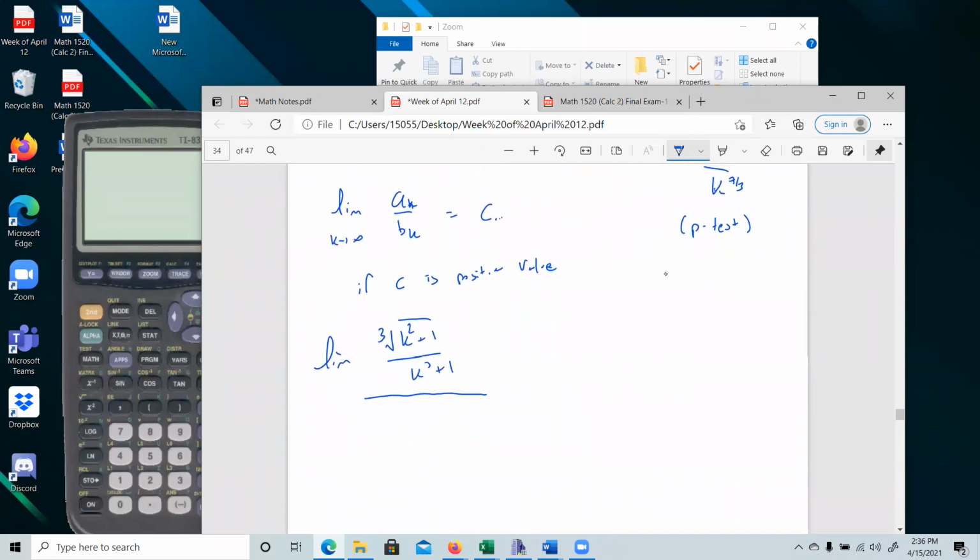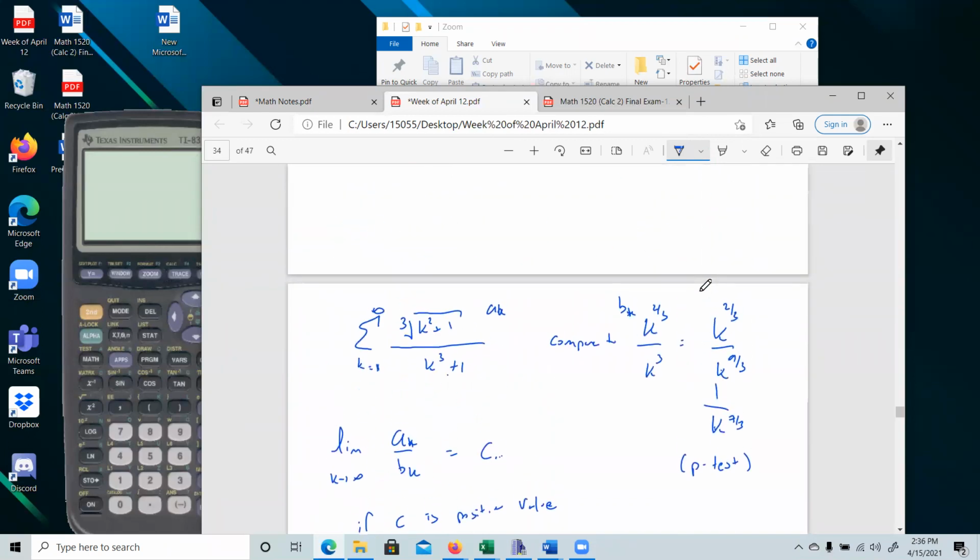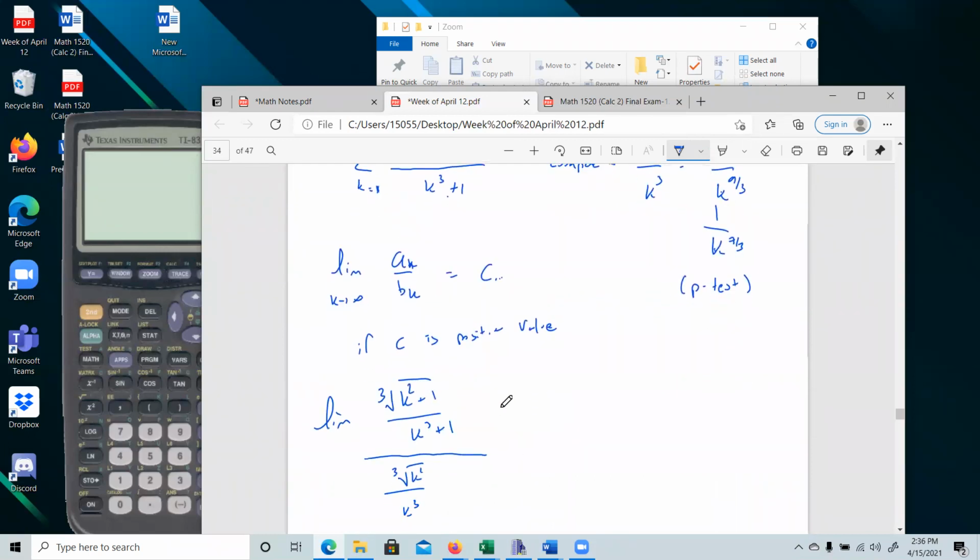So that's going to be the cube root of k squared over k cubed, right? So that's what we have here. This is the cube root of k squared. So what we're going to do now is employ our powers of fractions, k cubed over the cube root of k squared. So let's put this together in ways that make sense. Let's just group these together.